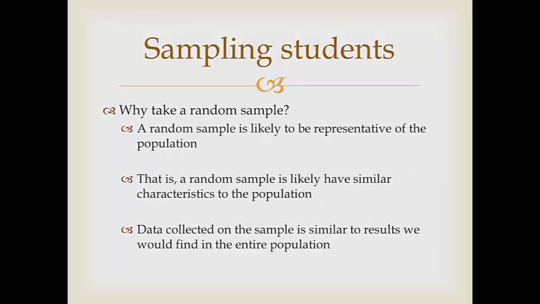So why should we take a random sample? Well, the reason to take a random sample is that random samples are likely to be representative of the population. In other words, the random sample is likely to have similar characteristics to the population. And so the data we collect on the sample will be similar to the results we would find if we had used the entire population.